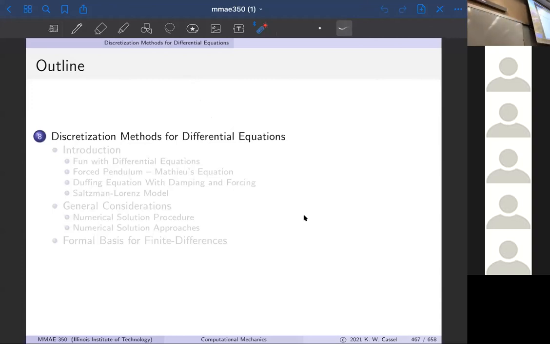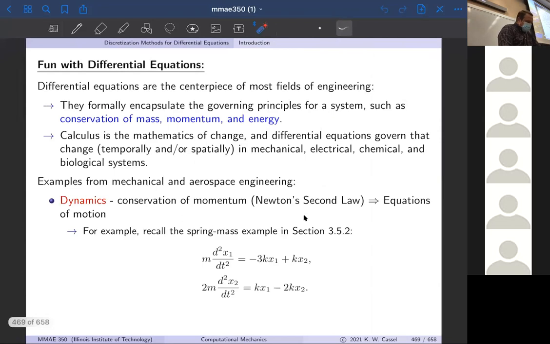Okay, so this will be divided up into several chapters, sections, whatever you want to call them. And the first one is discretization methods for differential equations. But today and part of next Tuesday will just be motivating why this is so important, how much fun it actually is, and how much we can learn from these methods. So introduction. All right, so fun with differential equations. Of course, some of you thought I was a little nerdy before, and now you know for sure. I've left no doubt that indeed I am a nerd, because yes, differential equations are fun, and I endeavor to show you how much fun they can be today.